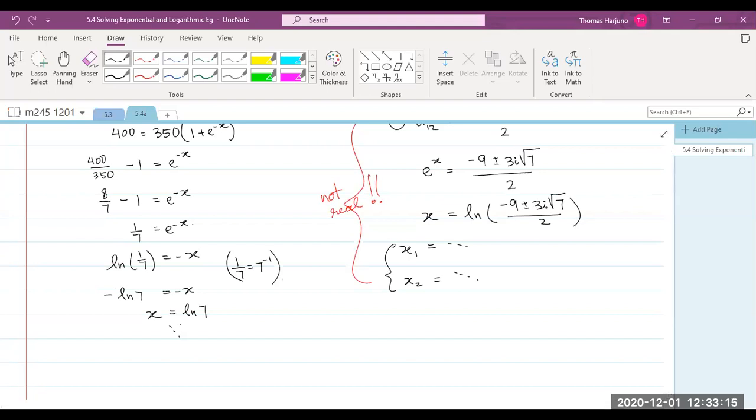I think I will stop here. Your suggested homework from this section will be 5.4, part A, number 13 to number 23, and then number 29 to number 69. Just do every other odd. I think it's good enough. But please do that though.